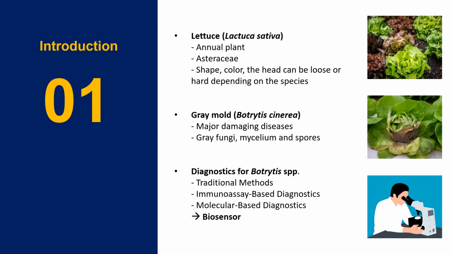I'm going to start with introduction. Lettuce is an annual plant of the aster family, Asteraceae. It's a plant that is native to Asia and Europe. Lettuce varies in shape and color, and the head can be loose or hard depending on the species. Some varieties may have thick and stiff leaves, while others have softer leaves. Leaf color can range from pale green to dark green, reddish brown, red, and brown.